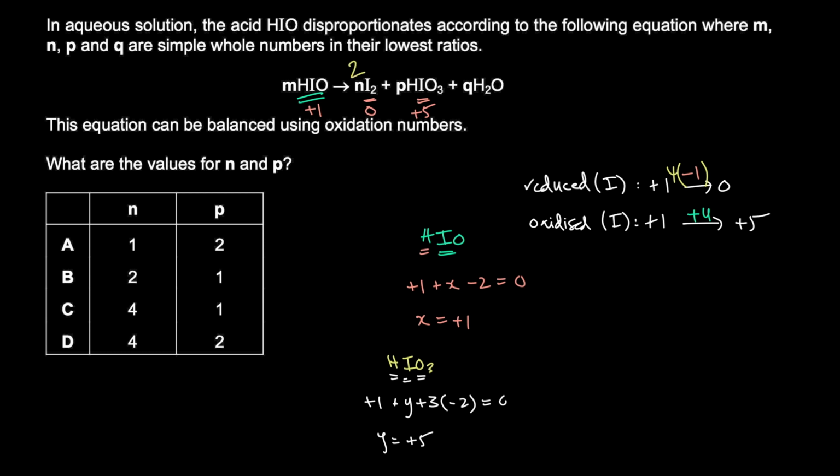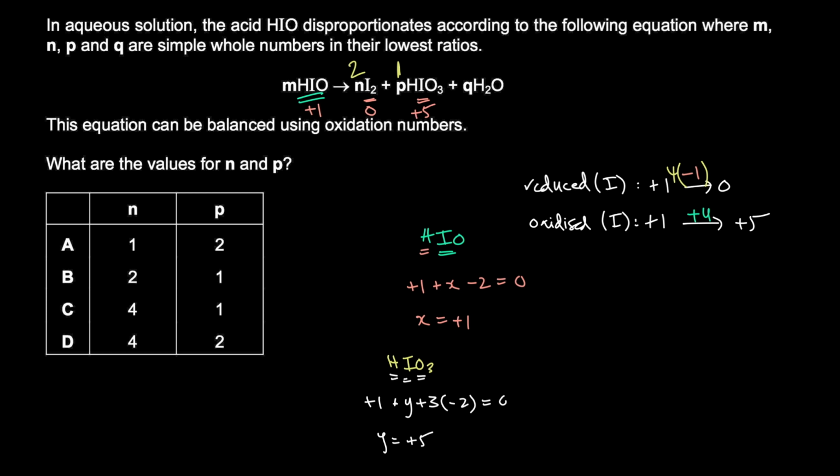That would mean 2I2, right? That's 4 iodine atoms. 2 times 2, that's 4. So 4 of these iodine atoms for every 1 of these iodine atoms. The ratio for N is to P is 2 is to 1. So N is 2, and then P is 1.